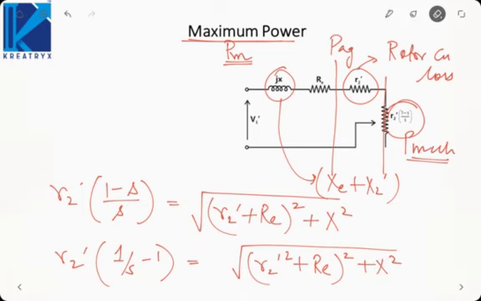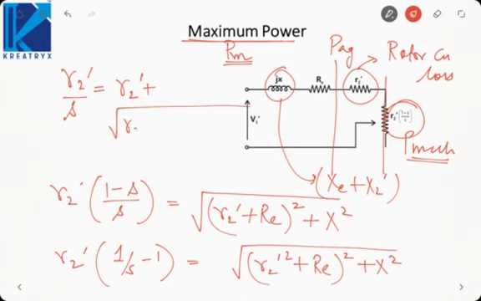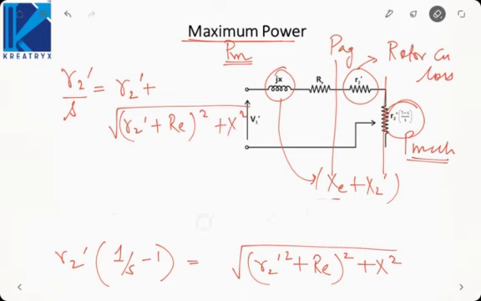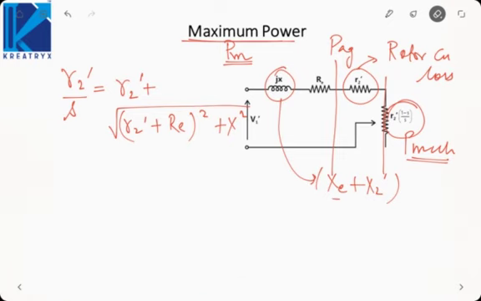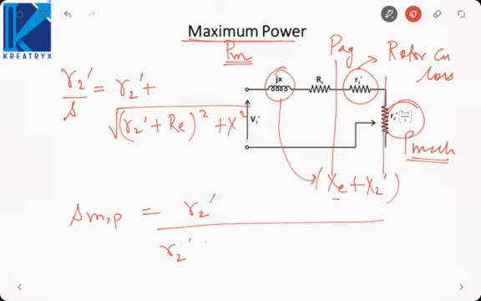So this will come out to be R2 dash by S is equal to R2 dash plus under root R2 dash plus Re square plus X square. So the slip for maximum power, or the maximum developed mechanical power, that is SMP, will be R2 dash divided by R2 dash plus under root R2 dash plus Re square plus X square.